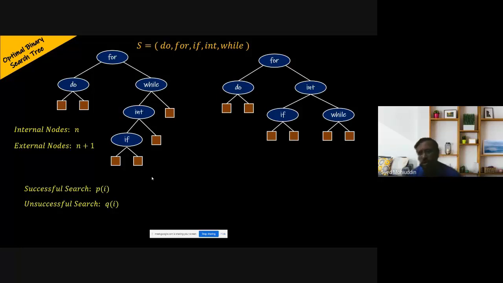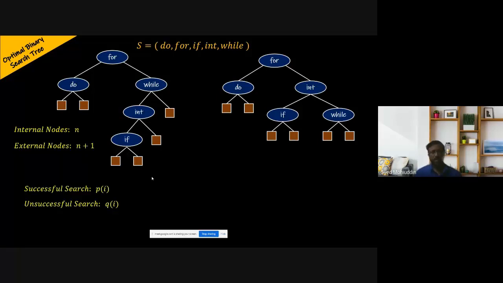But usually that's not the case. We have certain probabilities, that is, one element may be searched more than another element, so that will have the higher probability of search. So for successful search, let us assume that we have Pi. P is the probability for successful search and Q is the probability for unsuccessful search.